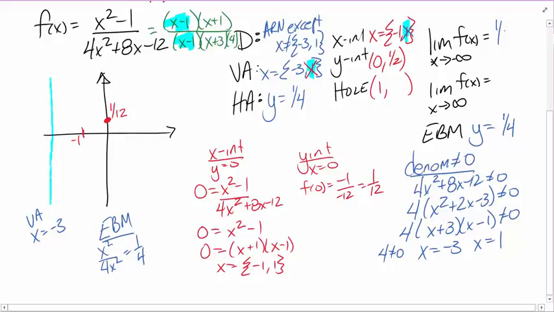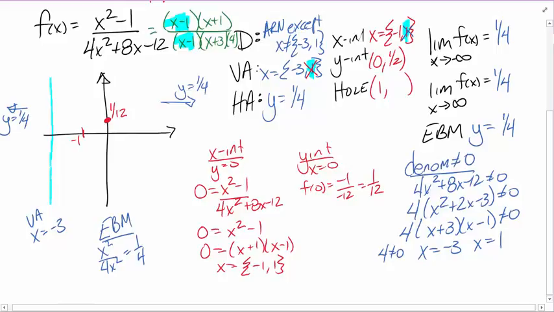Way out to the left, my graph is going to approach 1/4. Way out to the right, my graph is going to approach 1/4. So I've got this positive value. I should probably draw that above 1/12. We've got 1/4 and 1/4.